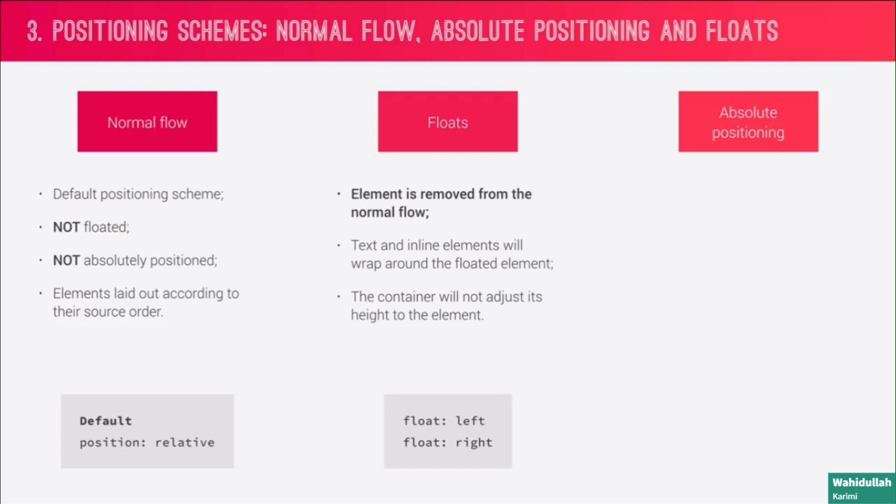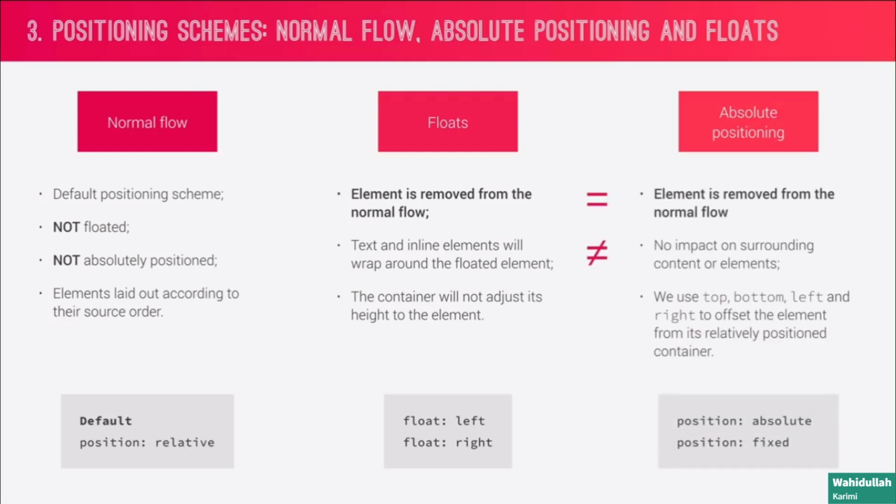The next positioning scheme is when you use floats. The float property causes an element to be completely taken out of the normal flow and shifted to the left or right as far as possible until it touches the edge of its containing box or another floated element. When this happens, text and inline elements will wrap around the floated element. Also, when an element is floated, its container will not adjust its height to the element, which sometimes can be problematic. The usual solution to this is to use clear fixes, which I'm sure you have used when building layouts using floats, right?